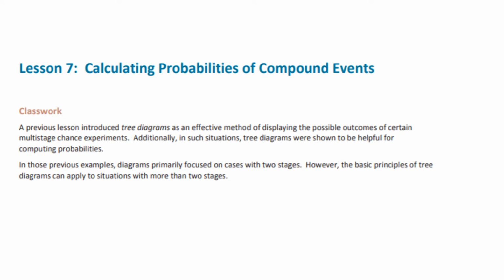Okay, so today we have lesson 7, calculation of probabilities of compound events. This is kind of like a continuation of what we did last lesson. If we remember, a compound event means it has more than one outcome. That is what that means. And then it says a previous lesson introduced tree diagrams.